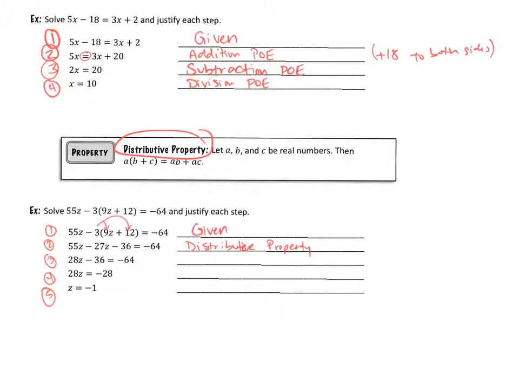In step 3, all we did was combine like terms, so 55z minus 27z. But this is not subtracting the same thing from both sides, so it's not the subtraction POE. This is just that we simplified, so you can just write simplified. In step 4, now we added 36 to both sides. So this is the addition property of equality. And then I divided both sides by 28, so that is the division property of equality.